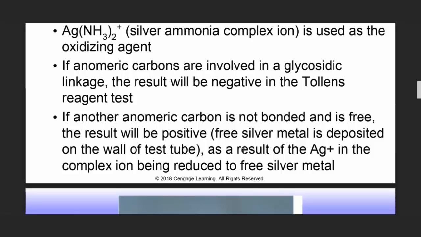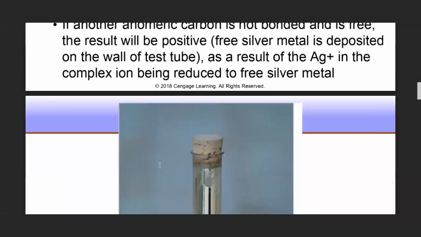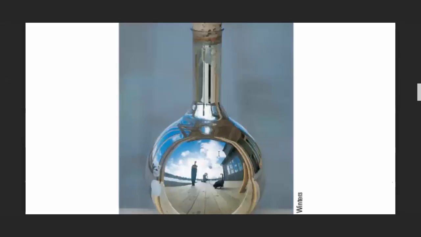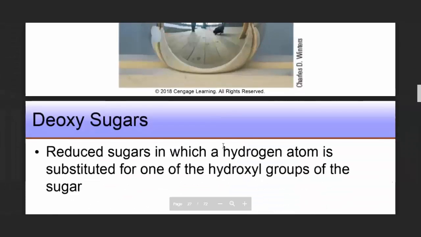And free silver metal is deposited on the wall of the test tube, as you see here, as a result of the Ag plus in the complex being reduced to free silver metal. This is called a silver mirror, produced by an aldehyde. This results after the addition of Tollens reagent to an aldehyde, and this is a positive test for reducing sugars. We can say that all monosaccharides and disaccharides are reducing sugars except sucrose, as we will see.